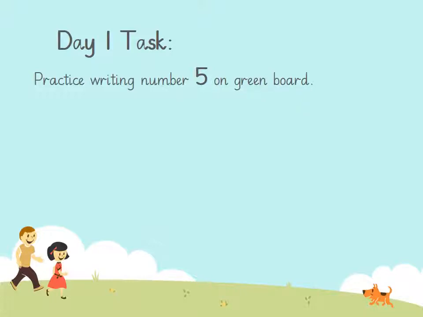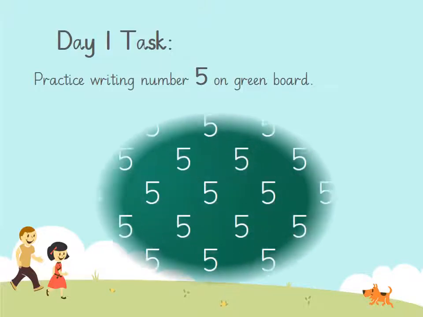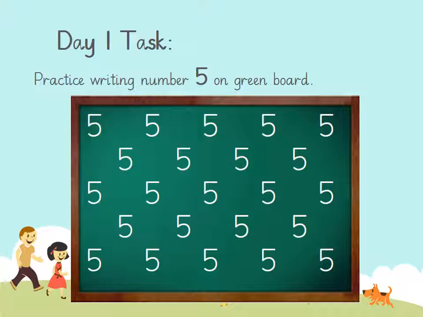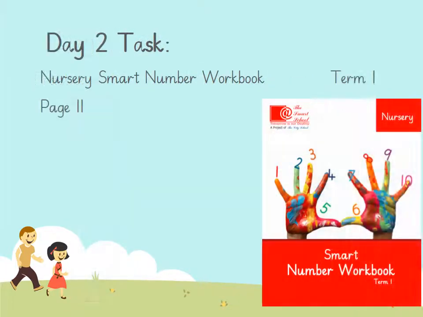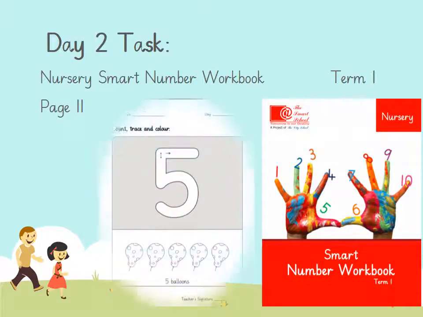Let's practice writing number 5 on our green boards. Write number 5 many times with correct number formation. Remember, straight line down, then around, put a hat on top. This is number 5. Open your smart number workbook, page number 11. Try to write number 5 with correct number formation many times. Also color the pictures.